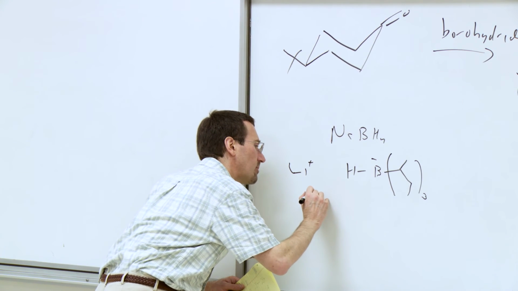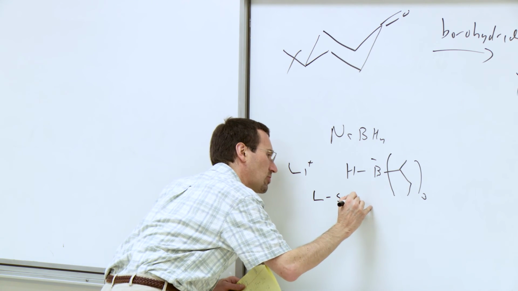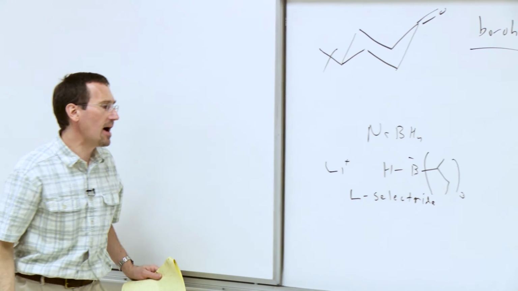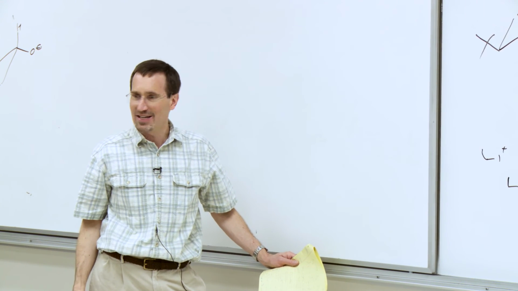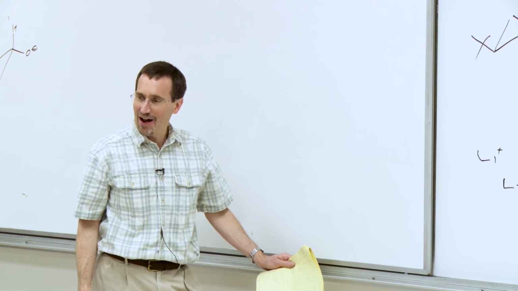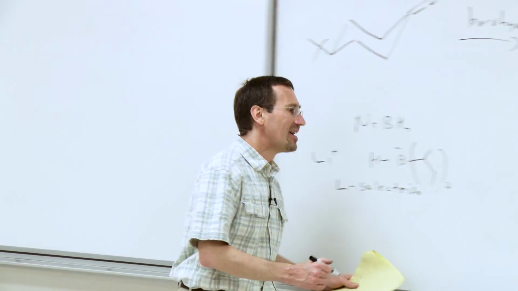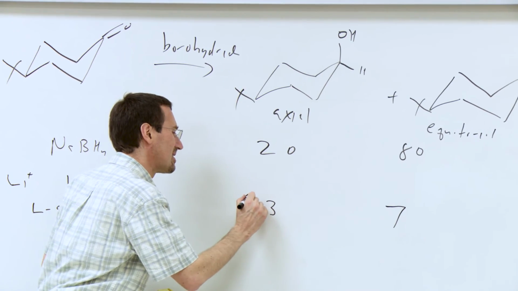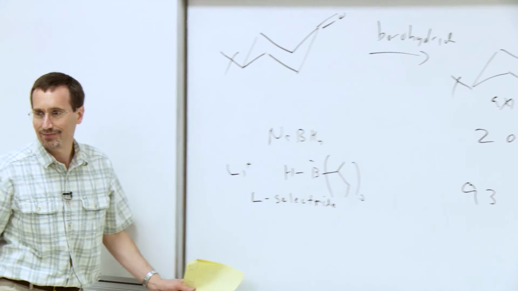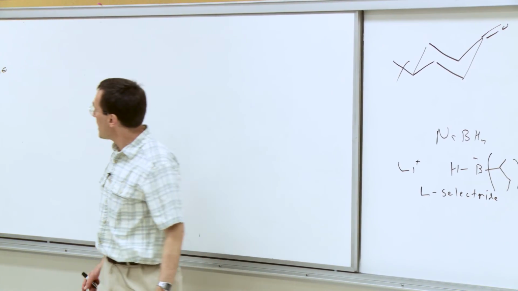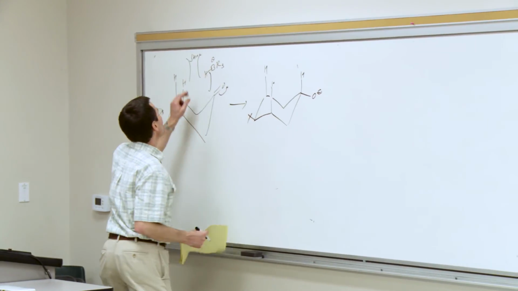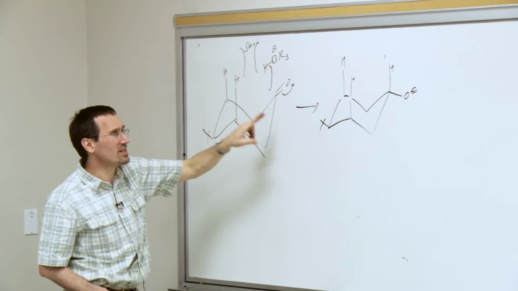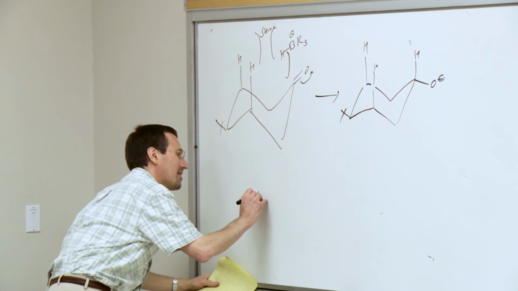This reagent is sometimes called L-selectride. It's always fun if you invent a reagent to be able to name it. L-selectride is stereoselective, and it flips the stereoselectivity and brings us to 97-3. Basically, now you make these steric interactions so disfavorable that you force it to add from the other face.